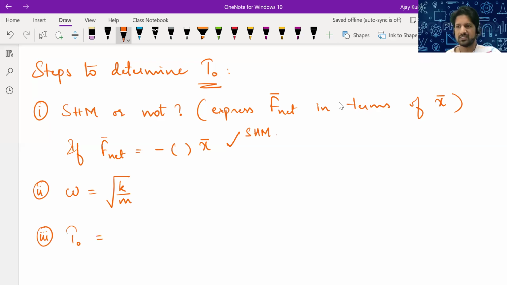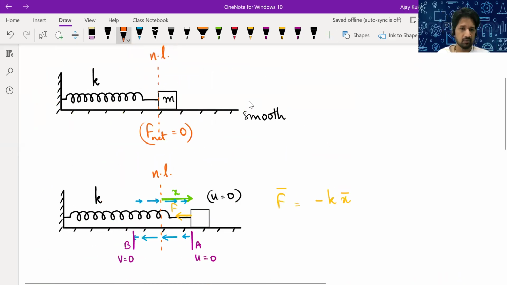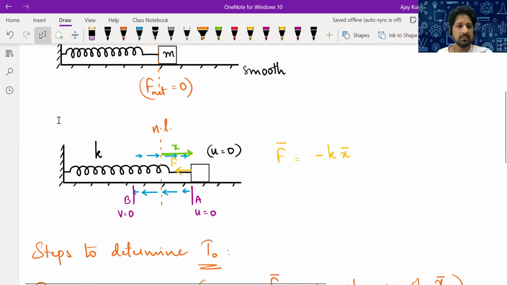See, if it is executing SHM, it can be represented by that sine function, no? And the period of repetition of that sine function would be 2 pi by omega. So time period becomes 2 pi under root m by k. These are the steps to derive the time period of oscillation. Okay. Now let's see if the given system, this spring block system, first of all executes SHM or not.